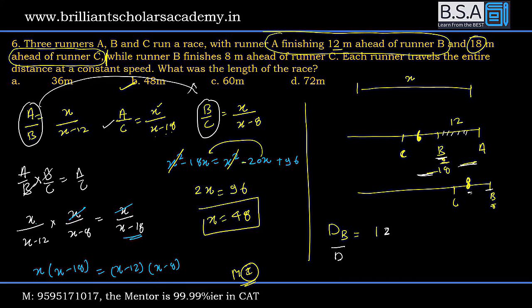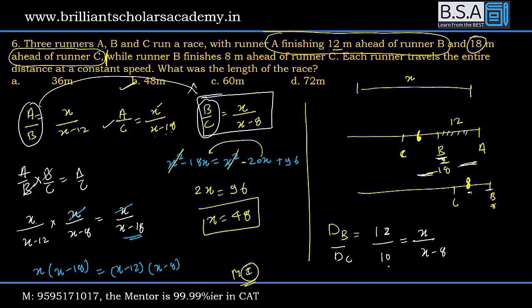So can I say in the same time, C has traveled how much? 10 meters. This is what? Speed ratio or distance ratio of B and C. This is also the ratio of B and C, isn't it? This also is the ratio between B and C.